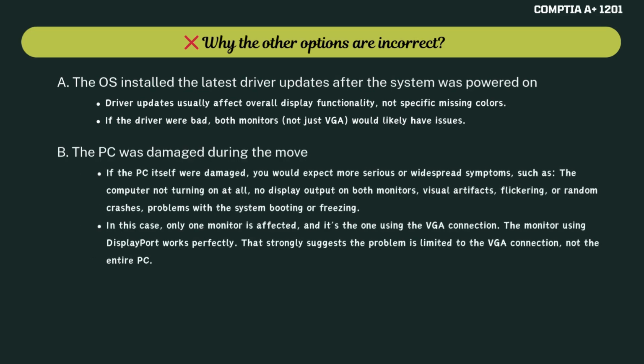B. The PC was damaged during the move. If the PC itself were damaged, you would expect more serious or widespread symptoms, such as the computer not turning on at all, no display output on both monitors, visual artifacts, flickering, or random crashes, problems with the system booting or freezing. In this case, only one monitor is affected, and it's the one using the VGA connection. The monitor using DisplayPort works perfectly. That strongly suggests the problem is limited to the VGA connection, not the entire PC.